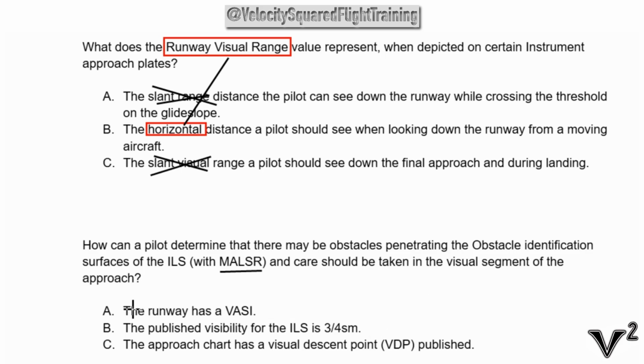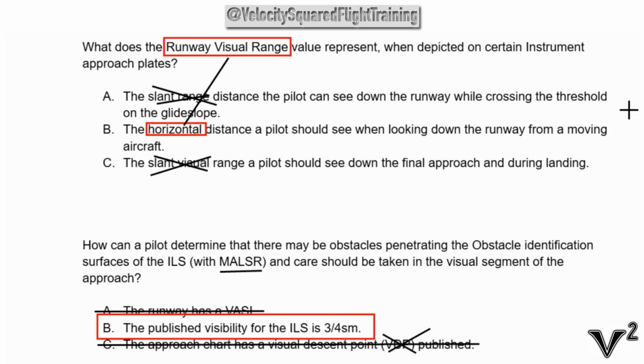So the runway has a VASI, right? Like the runway having a VASI doesn't mean anything. It just has one, right? So our runway's got these approaches and stuff. These things don't relate, right? So this is just kind of random, that's not it. The approach chart has a visual descent point, or VDP, published. So VDP, this is for non-precision approaches, right? Is an ILS a non-precision approach? No. So see that? You should think, okay, that's not right. So we think VDP doesn't work for this. So then here we go. The published visibility for the ILS is 3/4 statute mile. So now you know the answer with that.